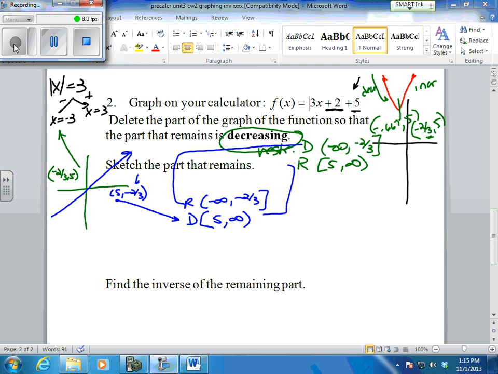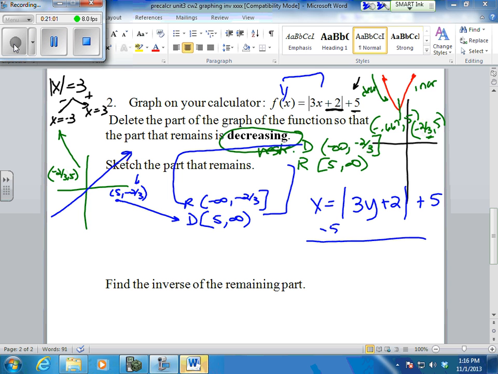Okay, now, let's find your equation. What's the rule for the equation? Switch the x and the y. So we get x equals, and keep your absolute value, 3y plus 2 plus 5. You now have to solve for y. So subtract 5. You need to isolate your absolute value.